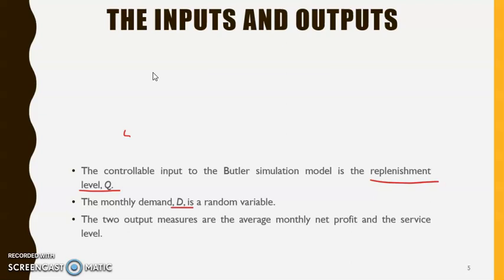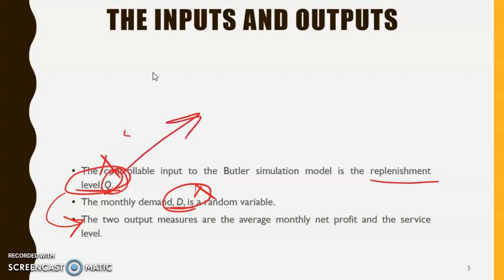So based on this, this one is random and uncontrollable, and this is constant and controllable, we have this model to get these two outputs. And according to the two things that we get, the service level and average monthly net profit, we decide what is the best replenishment level. And finally, we make a decision on this thing because this is the decision variable.